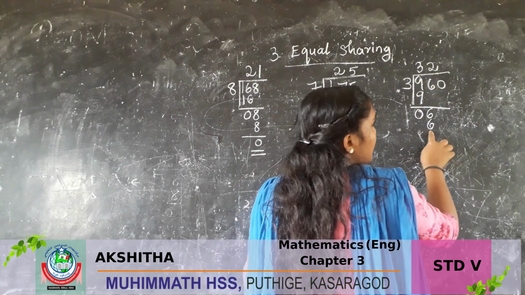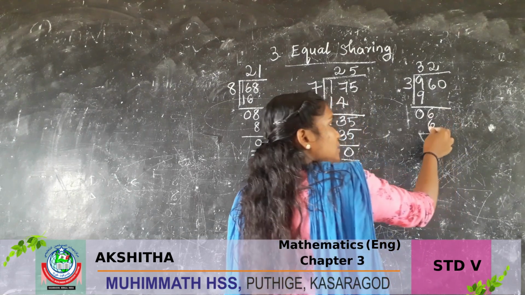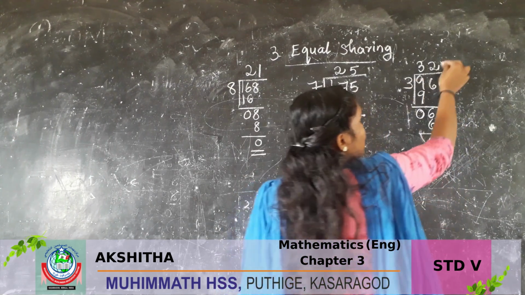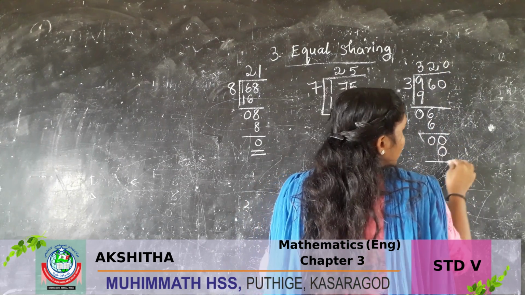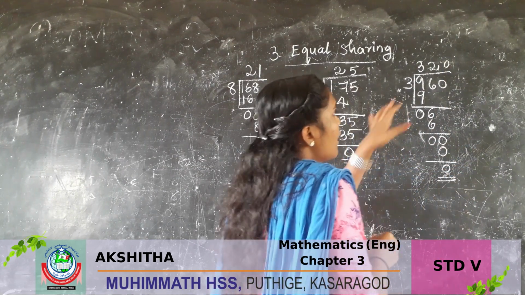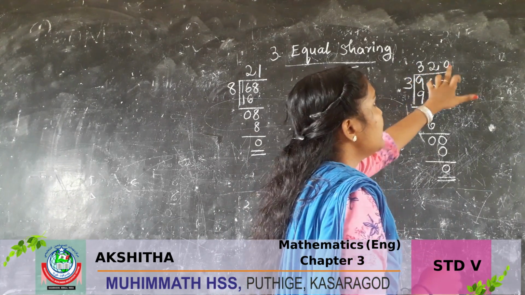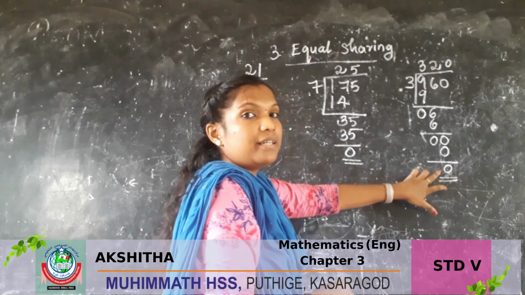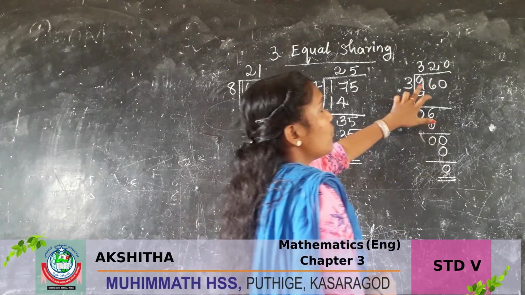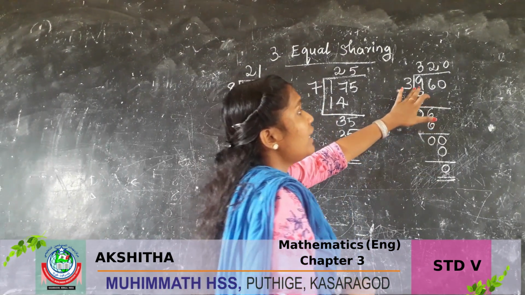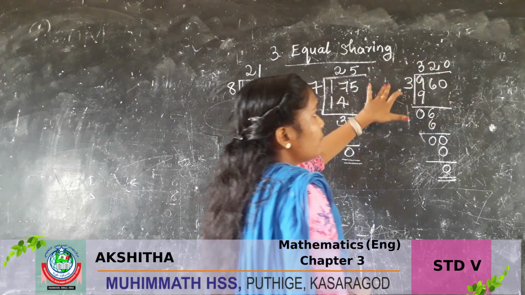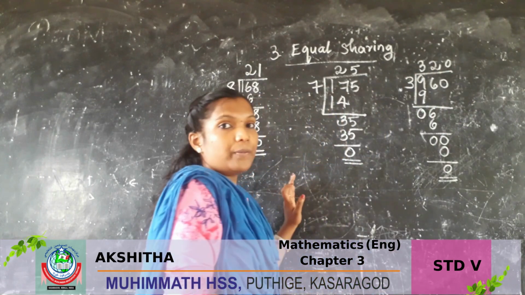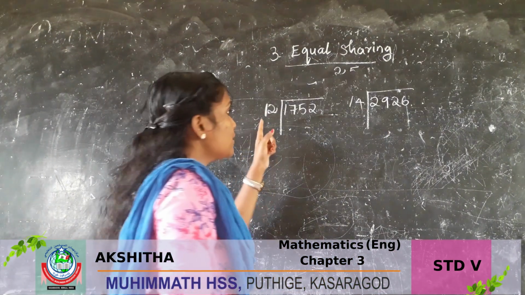So we should write here 6. Next 6 minus 6 is 0. Then we should write this 0 here. 3 into 0, 0. Here the answer is 320. Each will get 320 rupees and remainder 0. When we divide 960 rupees among 3, each will get 320 rupees. Is it clear?